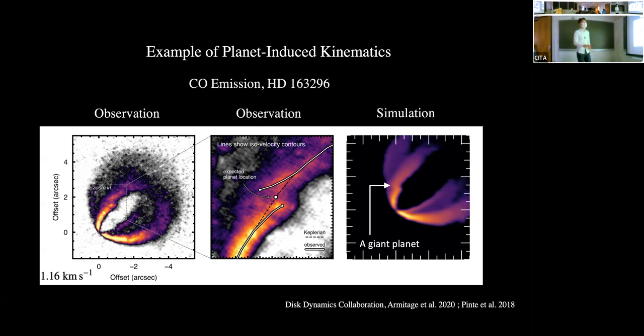So that means the gas here is not doing Keplerian motion. The rightmost panel shows such a motion can be explained by a planet. So this is a synthetic CO channel map. And in this case, a giant planet is placed right here, and it can drive this little kink-shaped structure to explain the observations.